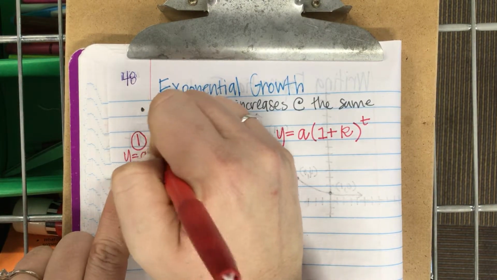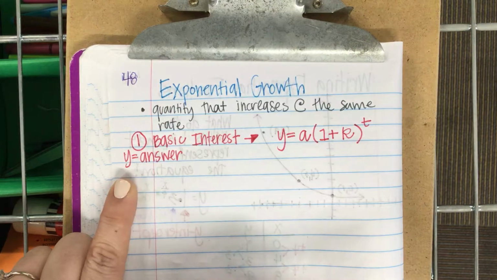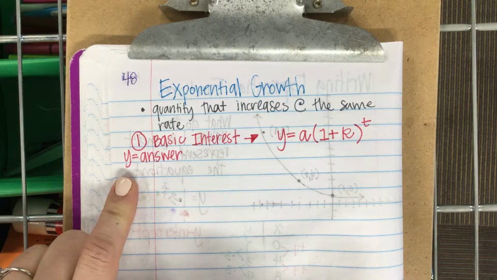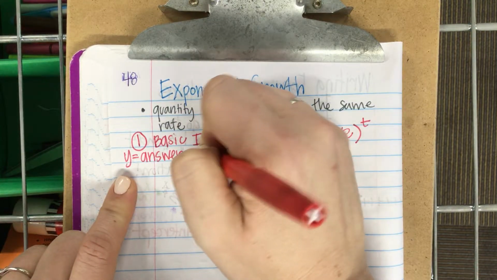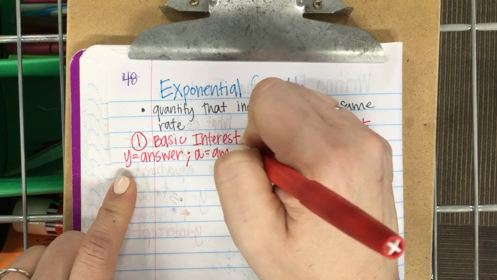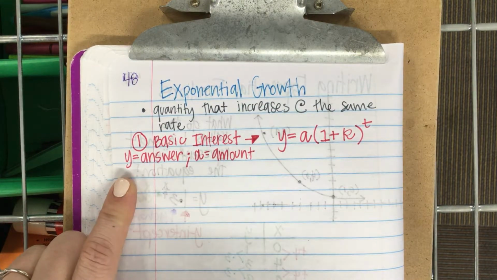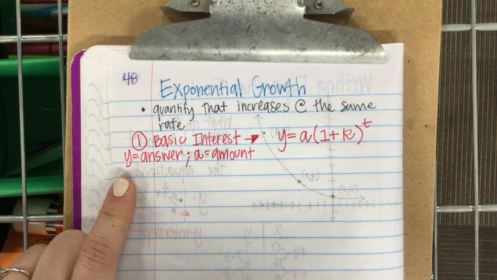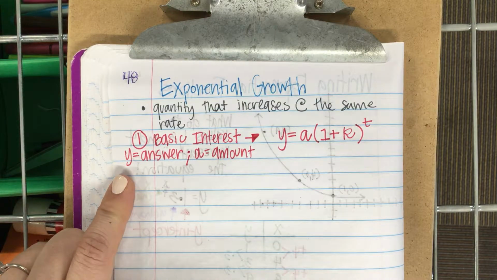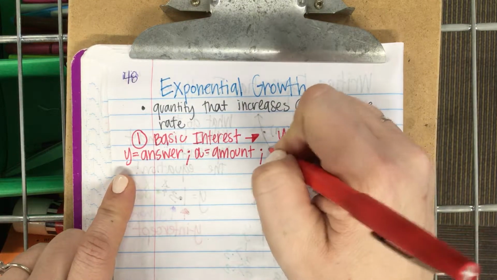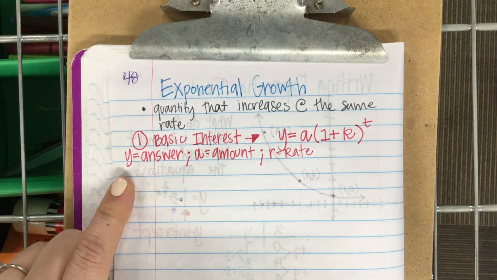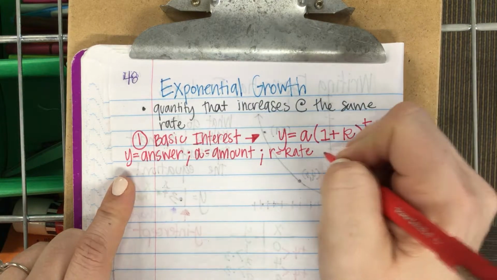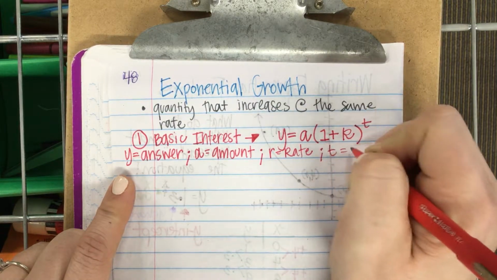Y is my answer. A is my amount. So the number, right? R is my rate. And T is my time.